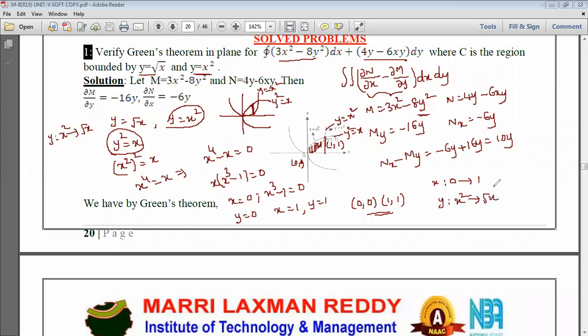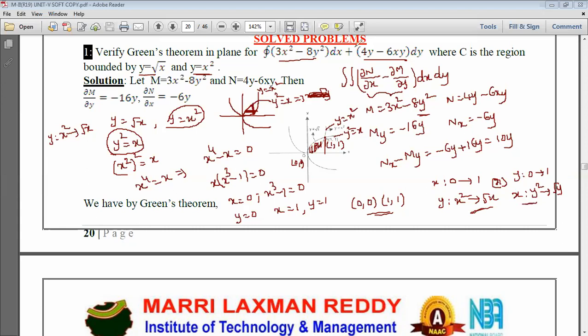Either like this, or you can use the horizontal strip concept also. In the horizontal concept, the y limits are also from 0 to 1, and the x limits we get in the increasing direction of the x-axis. Where it enters is on the curve x is equal to y², and where it leaves is on the curve x is equal to root y. So x is from y² to root y. So you can choose either these limits or those limits, any one of the limits you can choose.